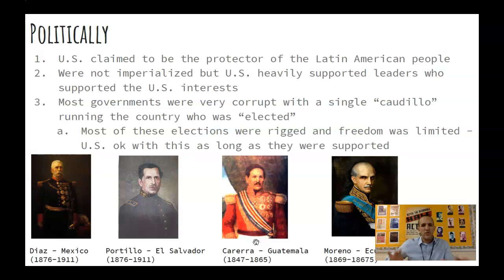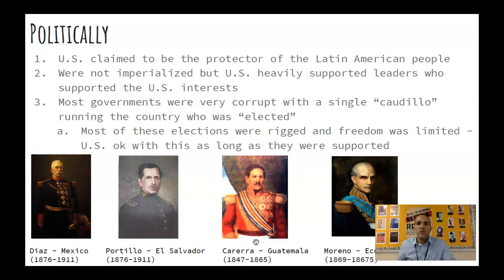Again, the U.S. isn't what the U.S. is today in terms of a top global power. They're really just an upstart country, but they have this sense of purpose, I guess, where they feel that they're the protector of the Latin American people. No reason to say why, but they do. The U.S. is not going to imperialize them, nor will any other European country imperialize Latin America.